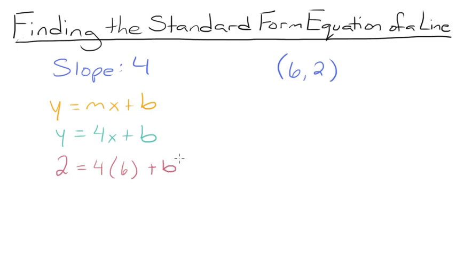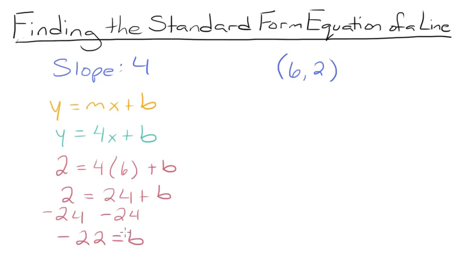Now we want to solve for b, so we'll do that by first multiplying on the right side. So we'll get 2 equals 4 times 6 is 24 plus b. Then we subtract 24 from both sides of the equation, which will give us negative 22 equals b. Now that we know our y-intercept, plug this into the equation from a few steps earlier. So our new equation is y equals 4x minus 22. Remember, this is the slope-intercept equation of the line, but we are looking for the standard form of our linear equation.